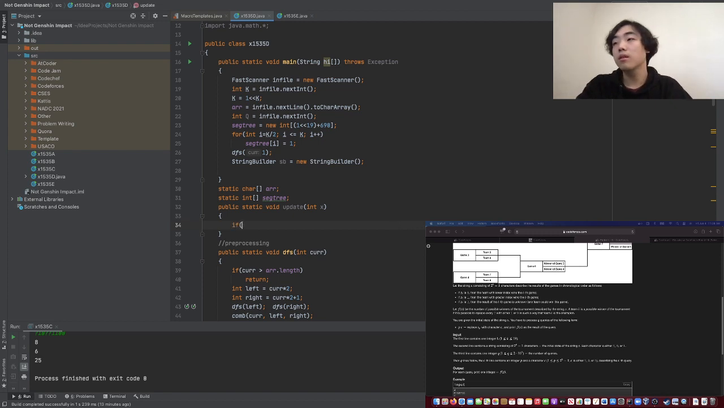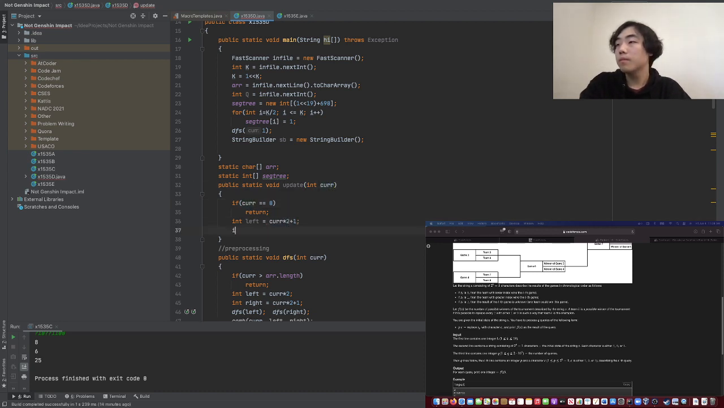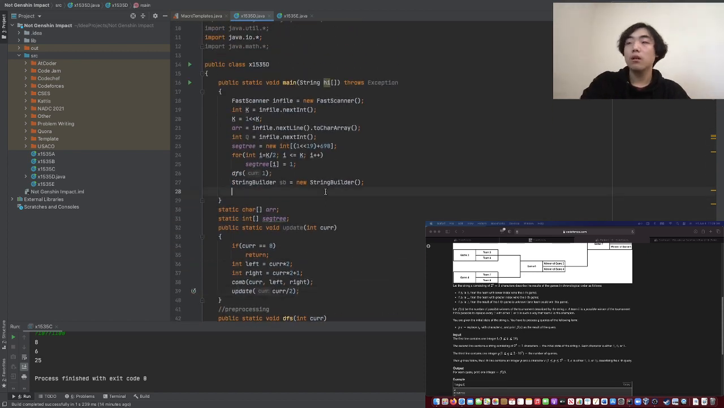So if it's something like return, otherwise we do whatever this instruction was. I guess this is cur. Nope, right is equal to cur times 2 plus 1. When we first combine cur with left and right, then we update to its parent. Let's try this.